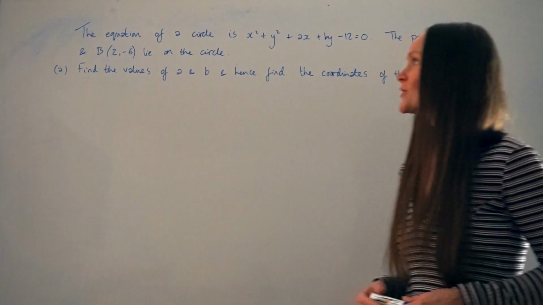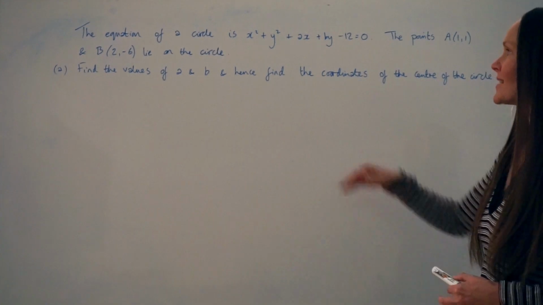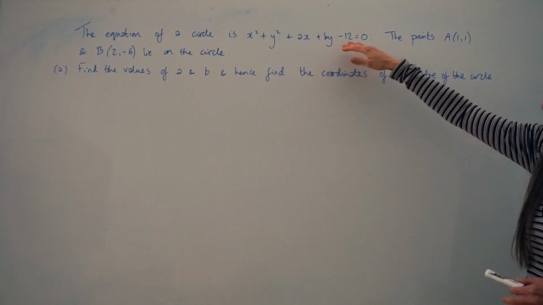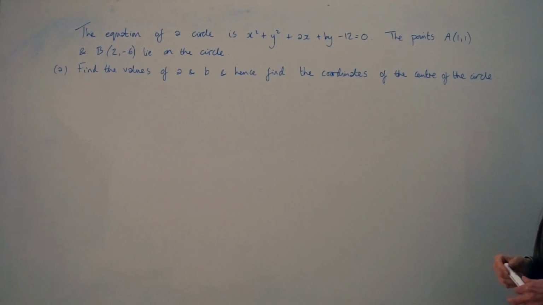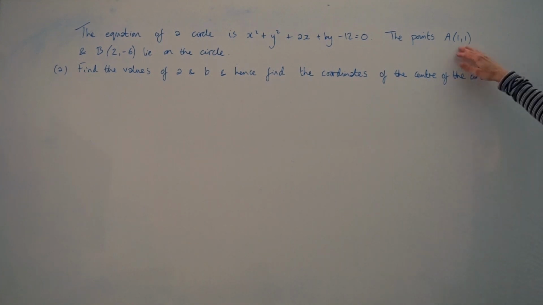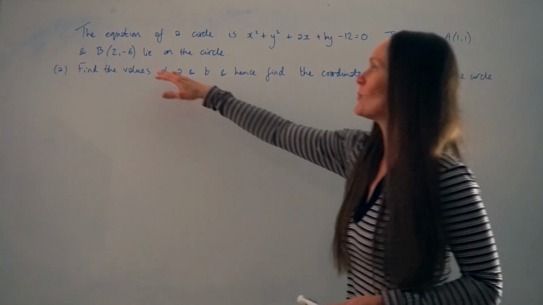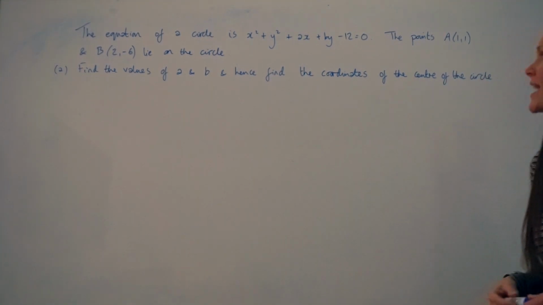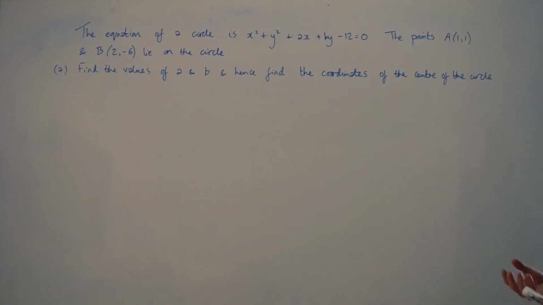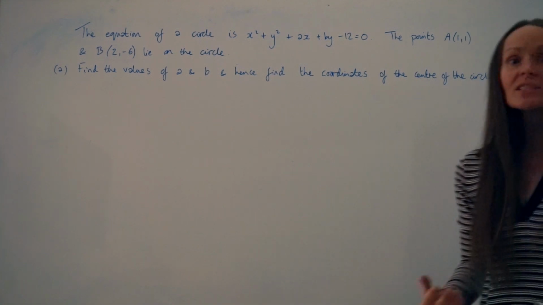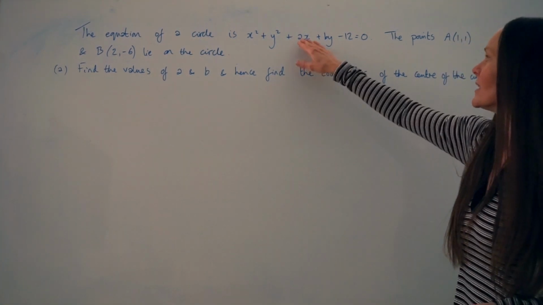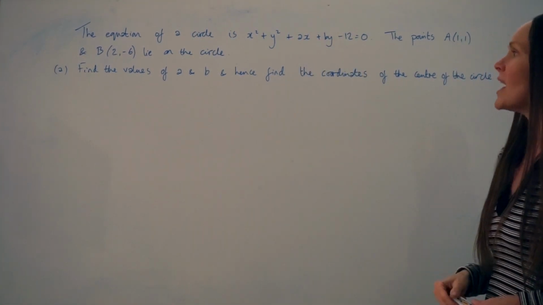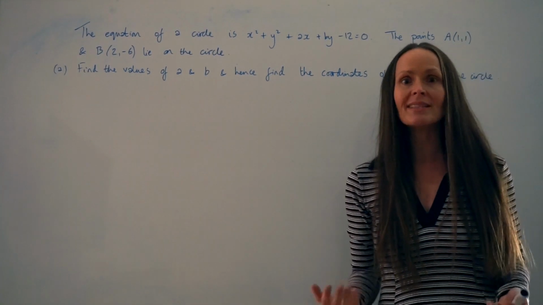So in this question it says the equation of a circle is x squared plus y squared plus ax plus by minus 12 equals 0. The points A at 1, 1 and B at 2, minus 6 lie on the circle. Find the values of a and b and hence find the coordinates of the centre of the circle. Okay, so we're trying to find the values a and b here in the equation of the circle, and we've been given 2 different points A and B.